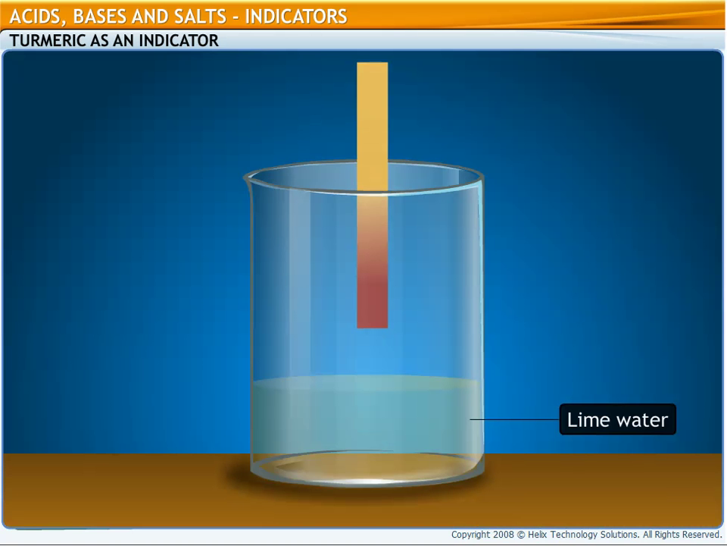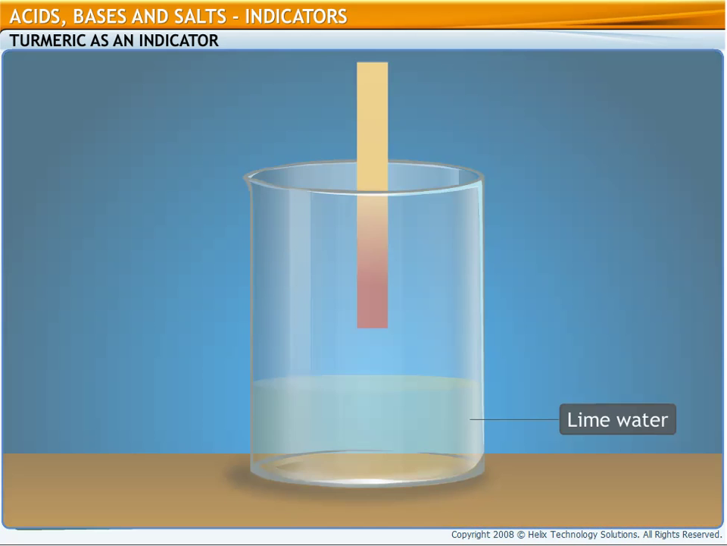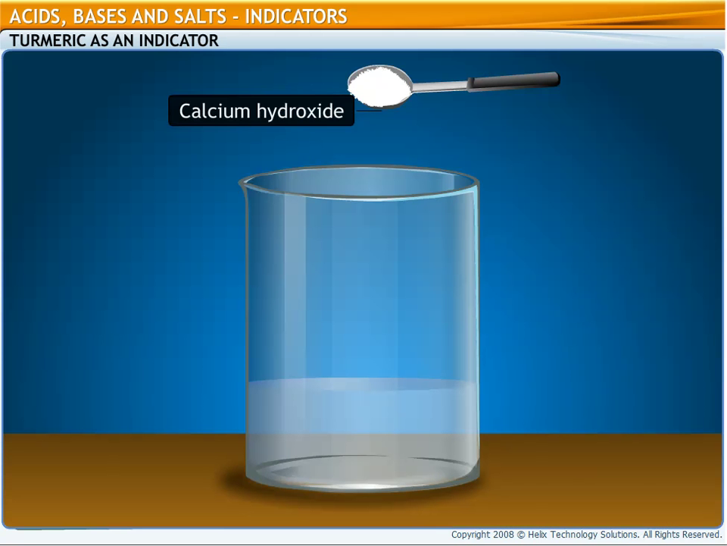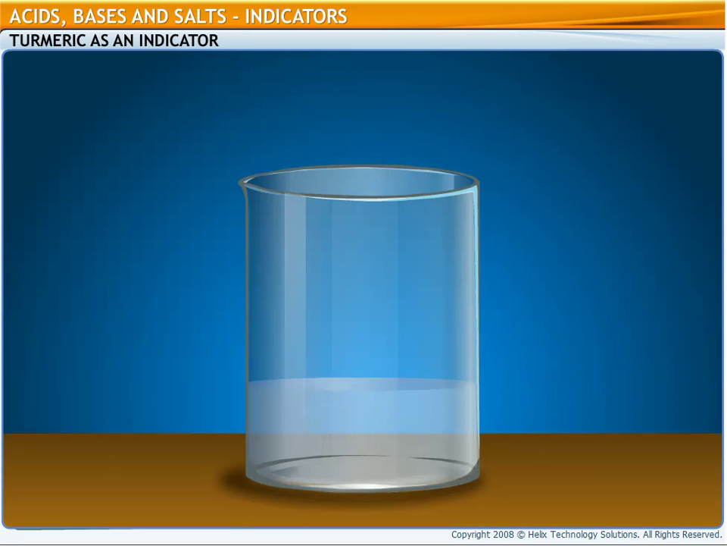Turmeric changes color to indicate acidic and basic substances. It is yellow in acids and reddish-brown in bases. Lime water contains calcium hydroxide, which is a base. That is why the turmeric is turning reddish-brown. Looks like you have another item for your bag.